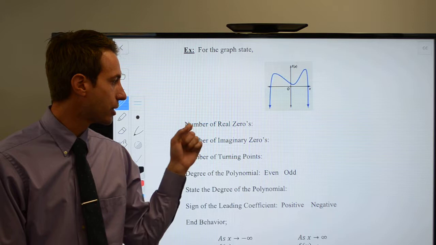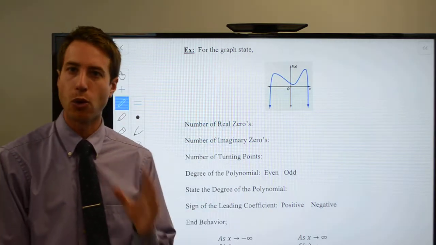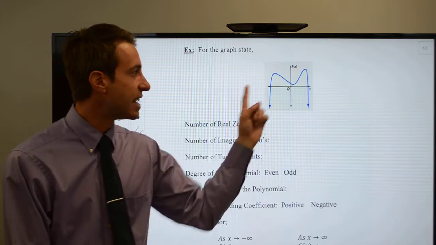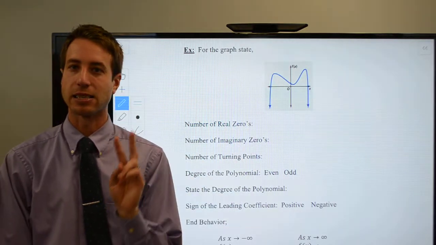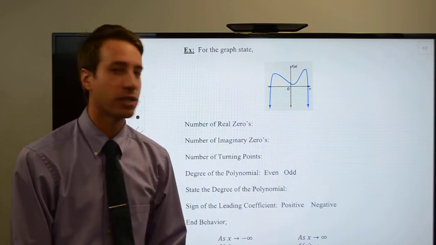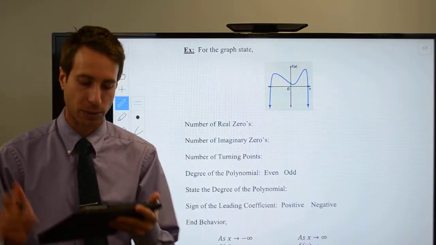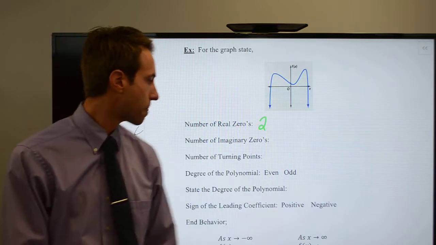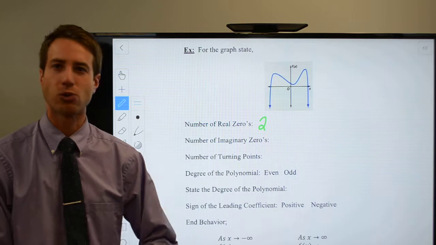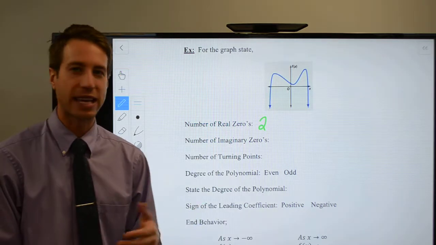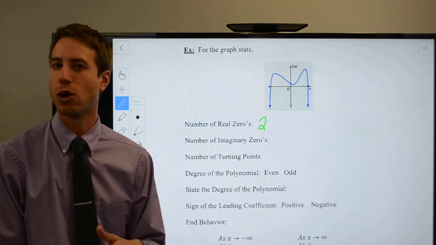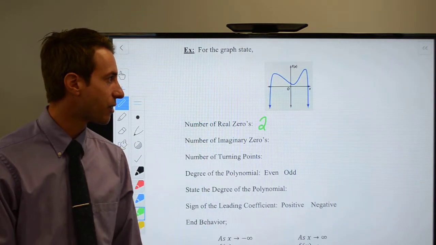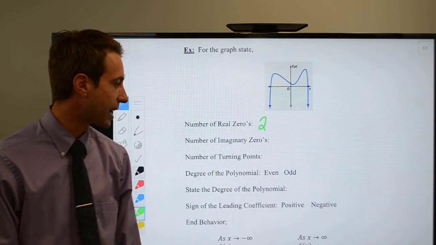The first thing I ask you is the number of real zeros. Remember, the number of real zeros is the number of times the polynomial crosses the x-axis. In this case, I crossed the x-axis twice. I don't have any points of tangency, so I don't need to worry about multiplicity. I have 2 real zeros. The number of imaginary zeros? Well, I actually don't know that yet. Remember, imaginary zeros aren't going to show up as anything, so I'm going to probably have to come back to that part because there's nothing I can really do about it just looking at the graph.